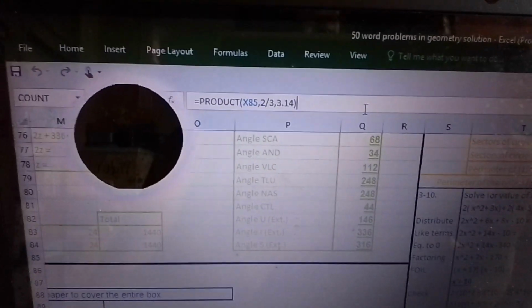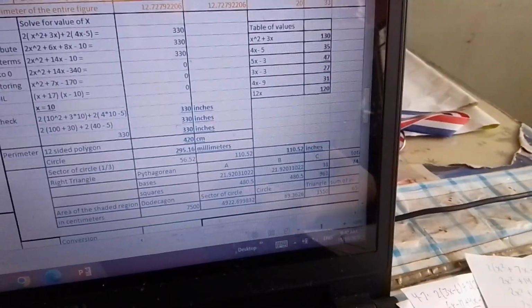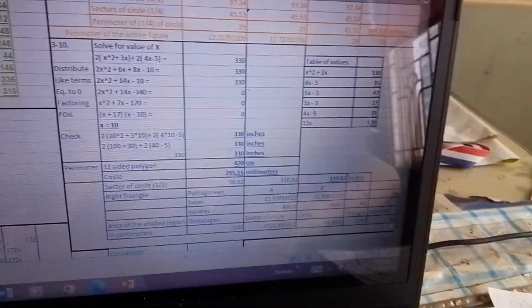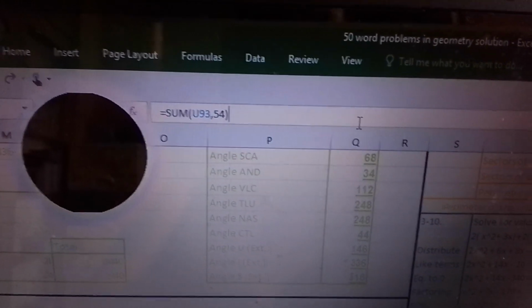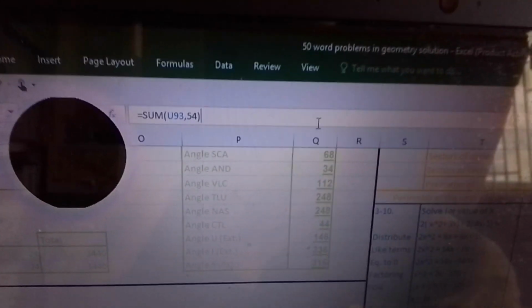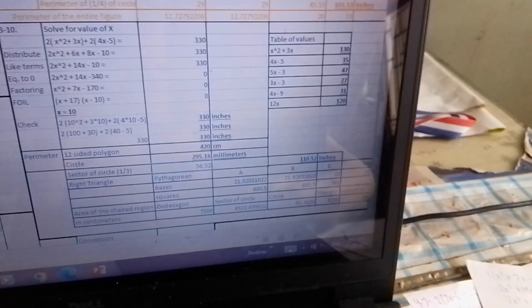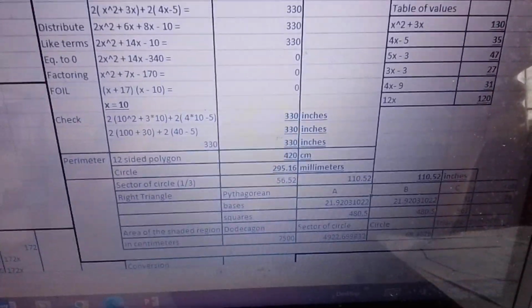Then divide by 3, multiply by that 3.14, you should get, ano yung sagot? Yes, 56.52. Then with that, you sum with 54, which pertains to the 2 radius, or 2 radii. And you should get 110.52 inches. Then last but not least, yung right triangle.